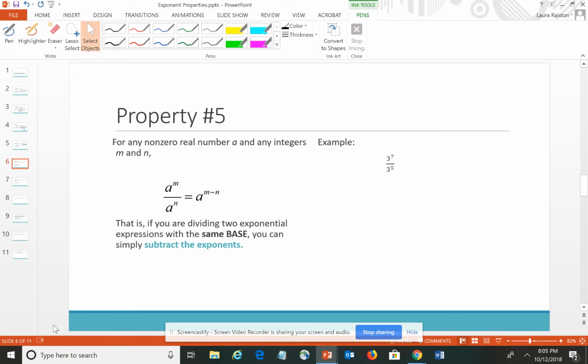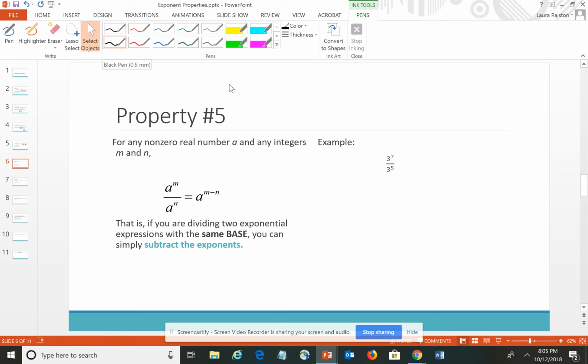The next property, property number 5, says if you have a division problem and you're dividing with the same base, again, notice you have to have the same base, that when you're dividing, you subtract the exponents. So with multiplication, we added the exponents. With division, we're going to subtract the exponents.